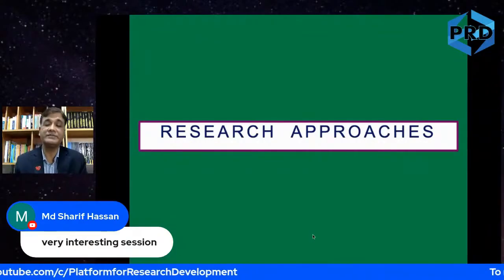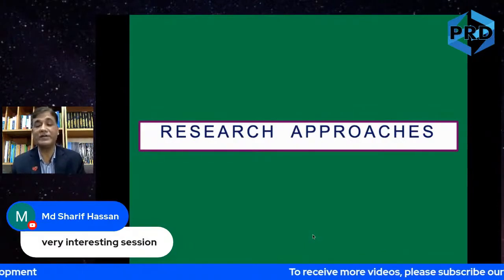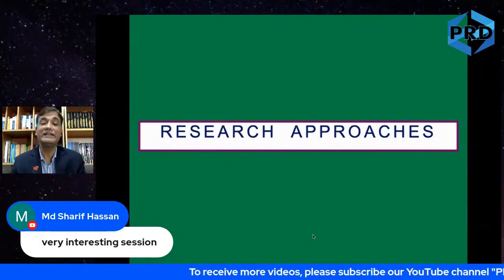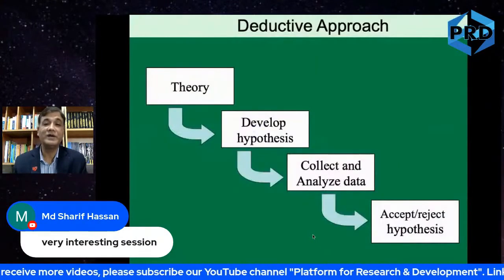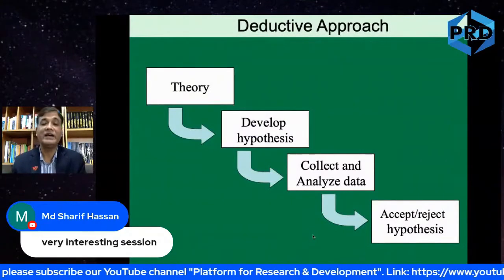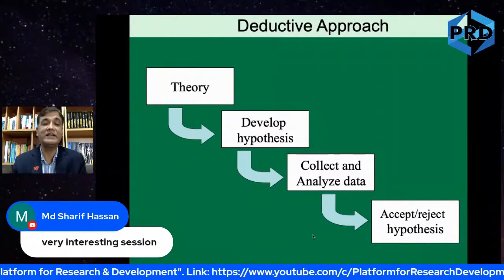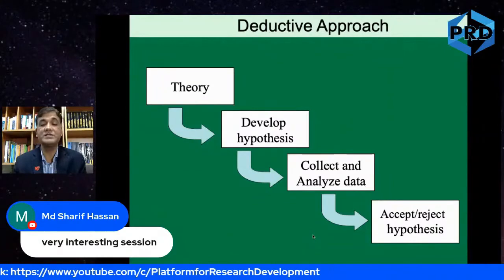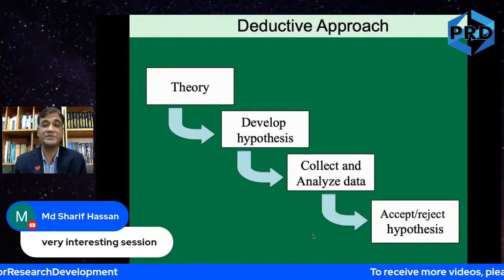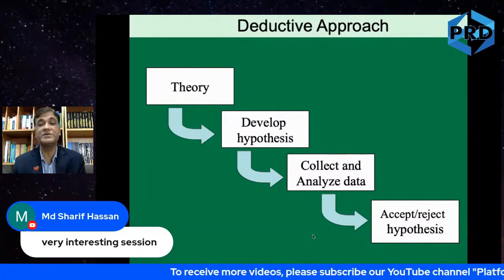Now, research approaches. Once we decide on the philosophical foundation or underpinning for a research, then we will proceed to research approaches. The research approaches are basically two: one we call deductive and the other one is inductive. Deductive research is basically you have an established theory. From the theory, we construct hypotheses, then we collect the data, analyze it, and finally we decide whether the hypothesis has been accepted or rejected. That's deductive research. It's basically quantitative research.